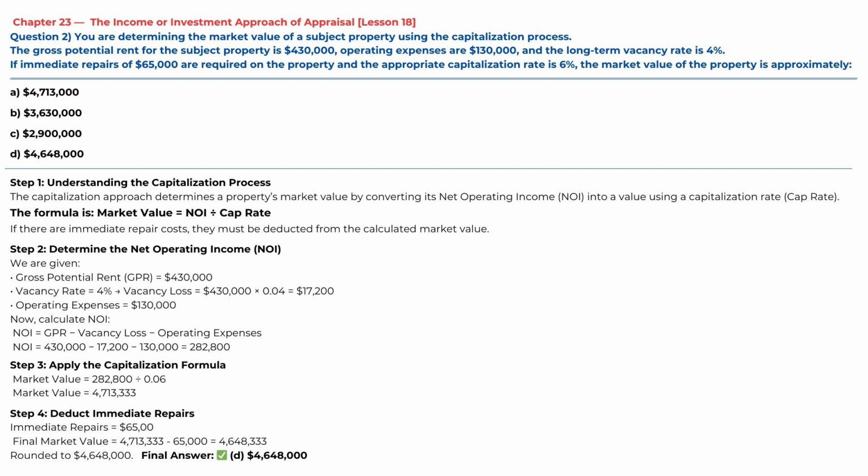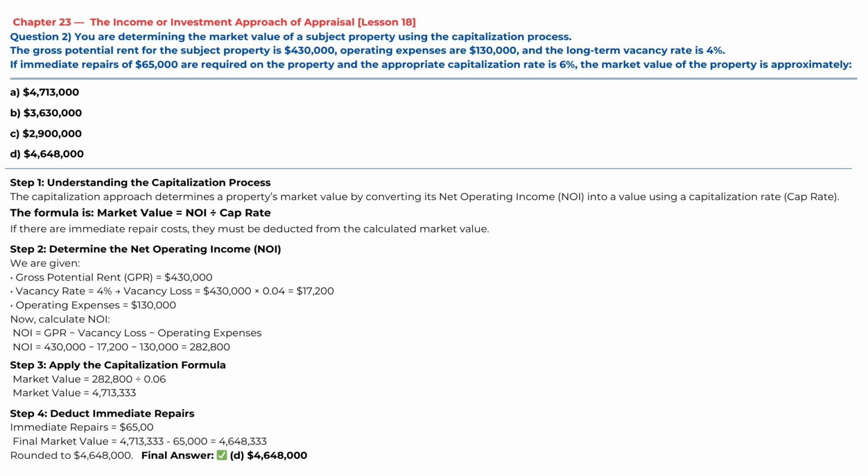NOI equals GPR minus vacancy loss minus operating expenses. NOI equals $430,000 minus $17,200 minus $130,000 equals $282,800. Step 3. Apply the capitalization formula. Market value equals $282,800 divided by 0.06.